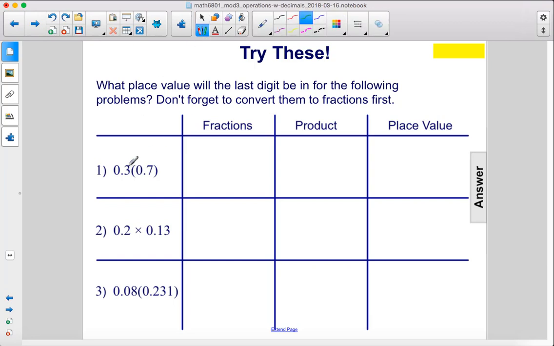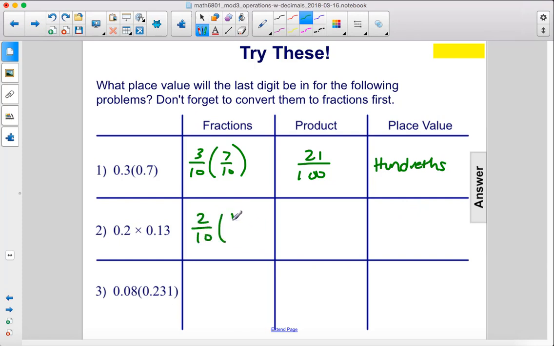Alright, so we have 3/10 times 7/10, which gives us 21/100. So our last digit will be in the hundredths place. Here we have 2/10 times 13/100. So this would be 26 over 1,000. So this would be the thousandths place.